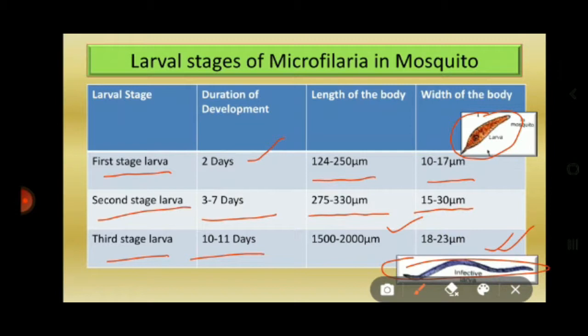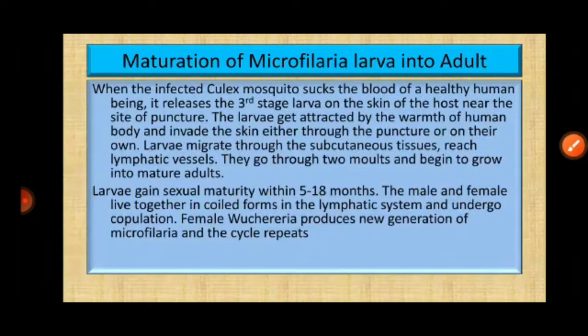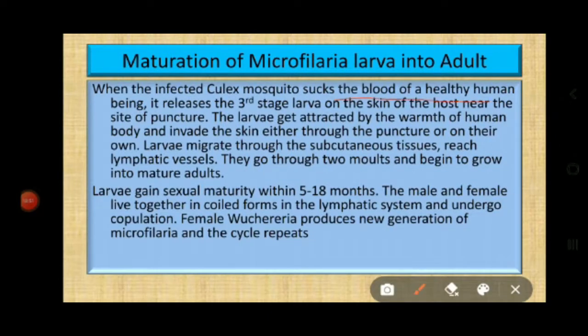If this infected mosquito bites another person, then these infective larvae from the thoracic muscles of the mosquito are transported to the labium, and they are ready to enter the new human host whenever this mosquito bites another person. Then coming to the maturation of microfilaria larva into adult. This happens when the infected mosquito sucks the blood of a healthy human being. It releases the third stage larva, which I just told you is the infective stage, in the skin of the host near the site of the puncture.